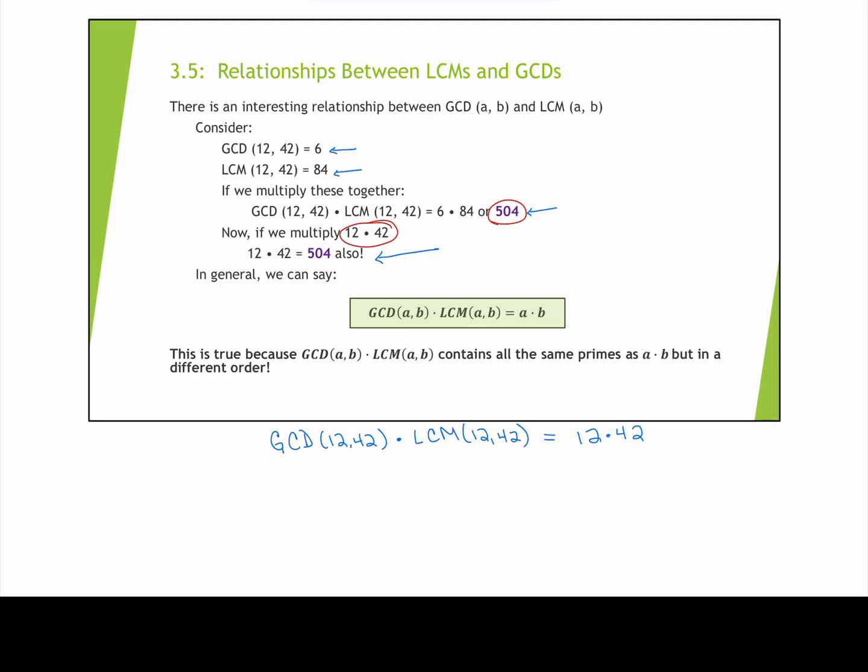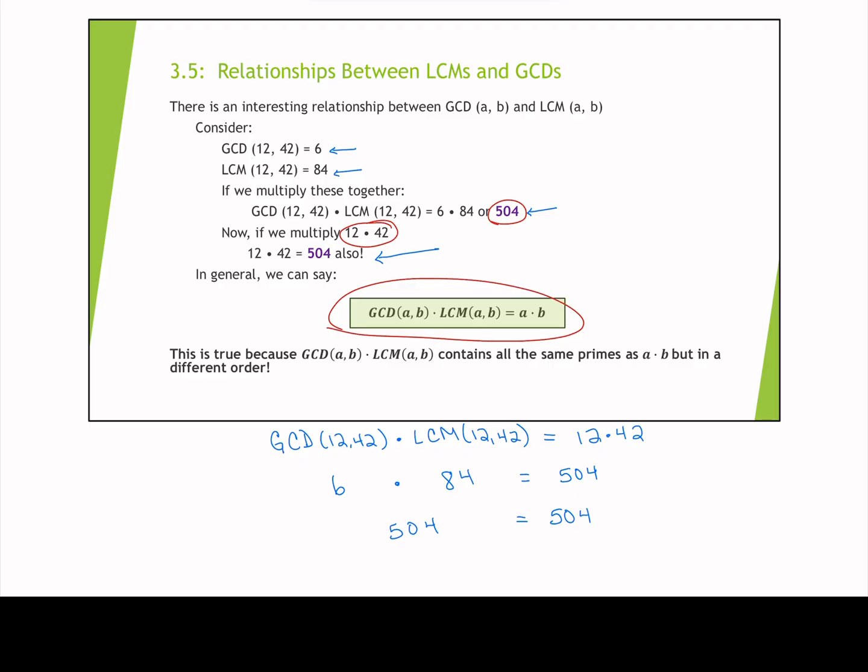So the GCD of 12 and 42 was 6, the LCM of 12 and 42 was 84. If we did that math, we would get a result of 504. But if we also multiplied 12 by 42, we would get the same value of 504. So this is really just verification or proof of the formula that we're highlighting at the bottom of your screen. So it's basically true, and here's sort of why.